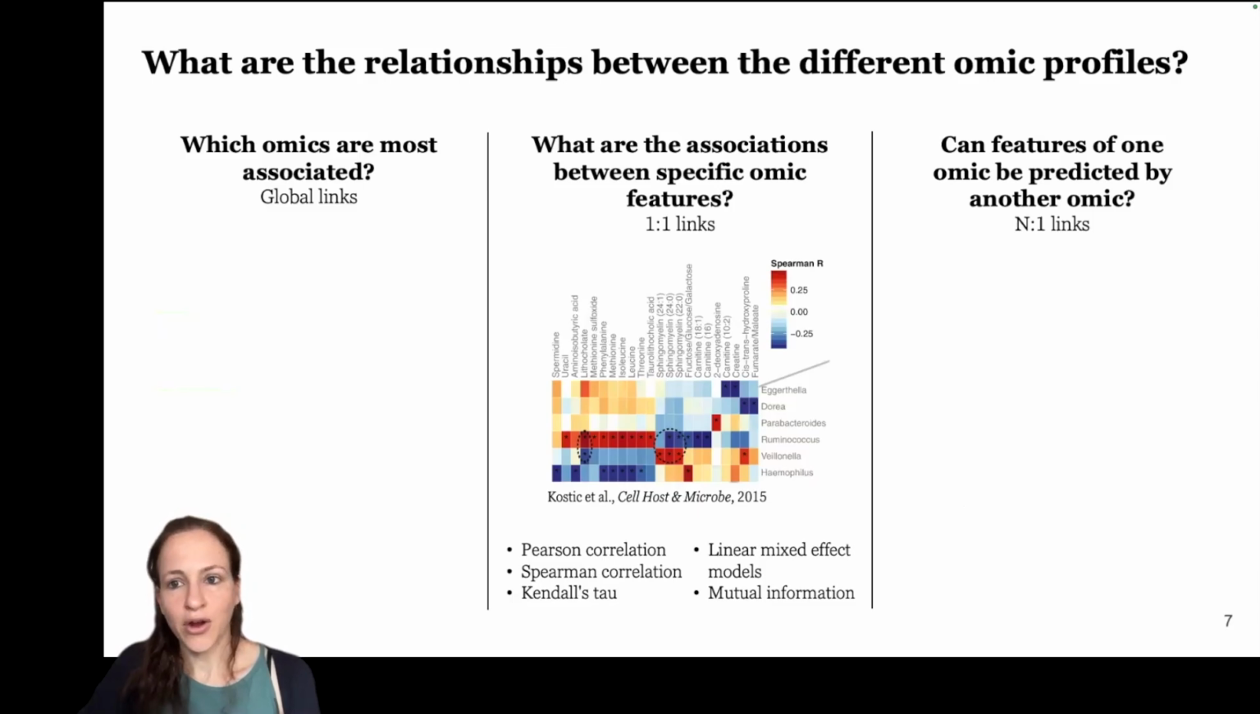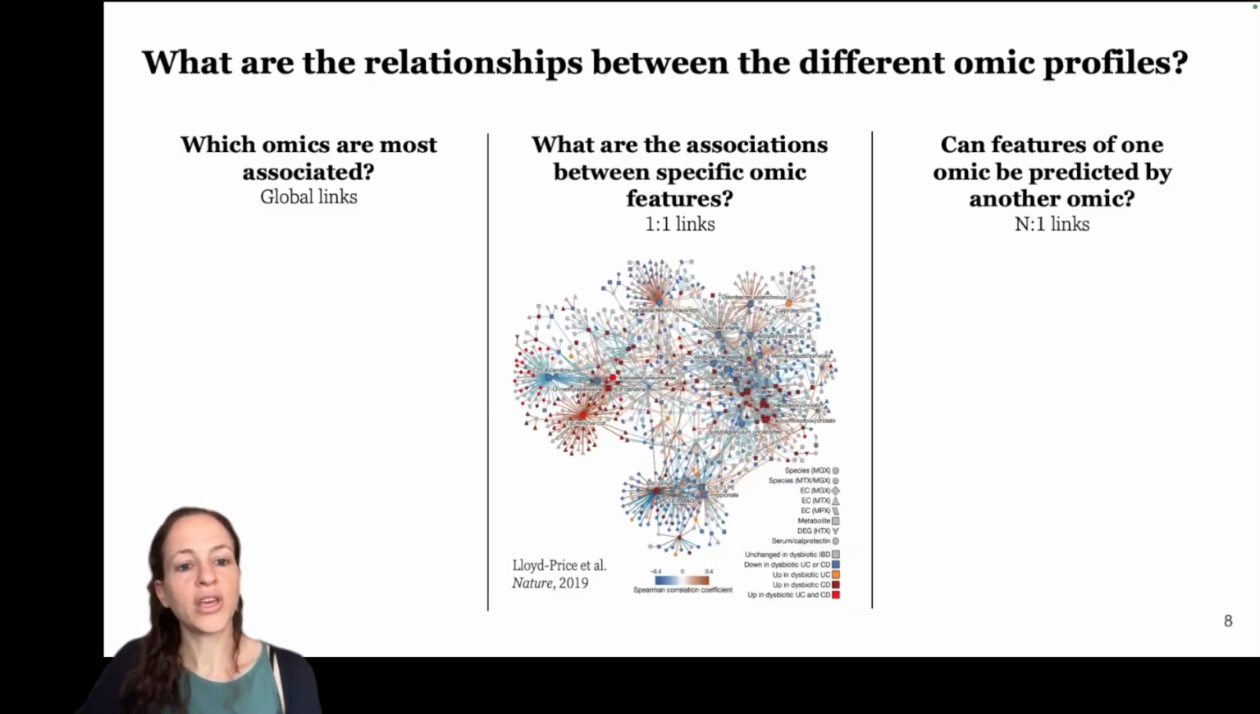Often we also are interested in one-to-one associations. So, for example, in this paper, they looked at correlation heat maps of stool genera versus metabolites and lipids. And there are a bunch of different correlation or statistical approaches we can use: Pearson or Spearman correlation. We can also use mixed effect models to control for various confounders we have, and so on.